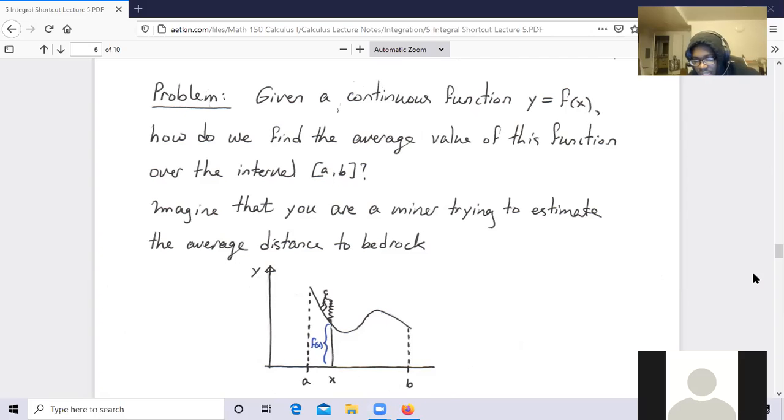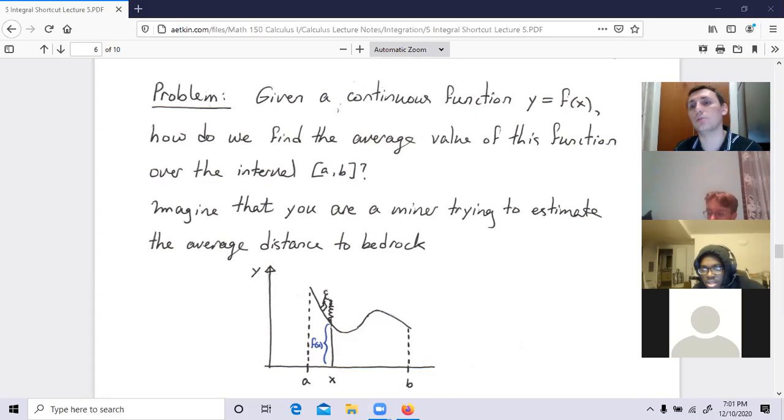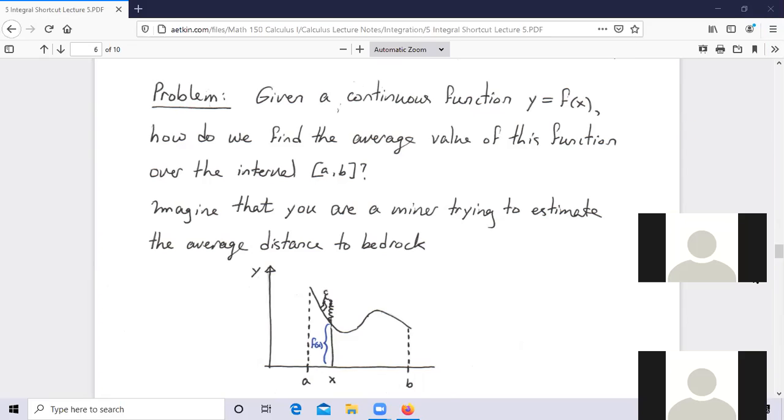Don't you take the average of different heights? Yeah, so how would I measure the height? You are a land surveyor. You were tasked to estimate the average elevation of this landscape. How would you carry out this process? That's my question.